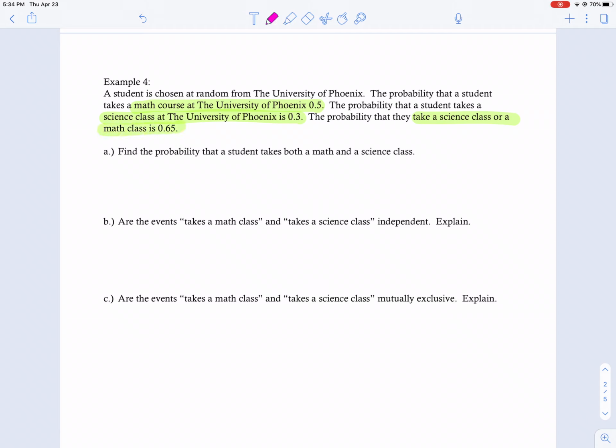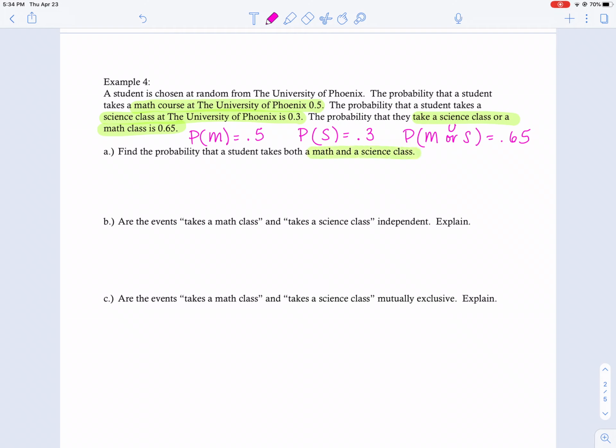Okay, so I'm just going to write out these little probabilities. We know that the probability that they take math is 0.5. The probability that they take science is 0.3. And the probability that they take math or science equals 0.65. Okay, so that's just our given info. They want you to find the probability that a student takes both math and science.